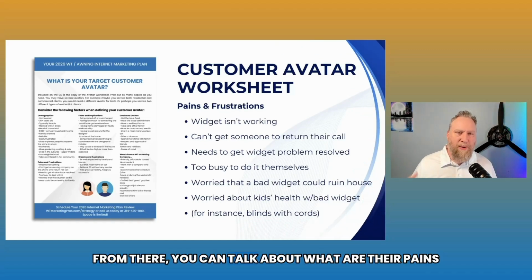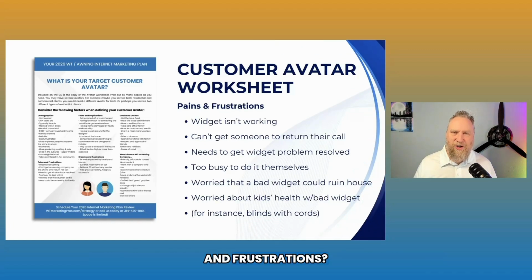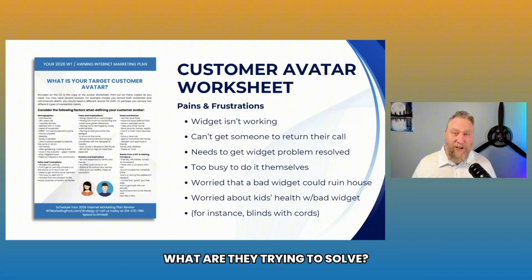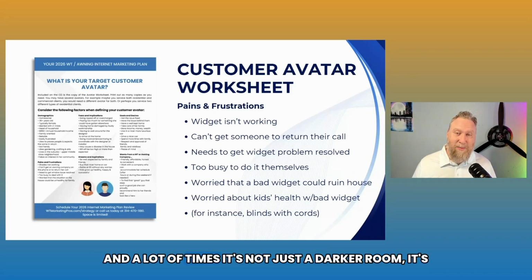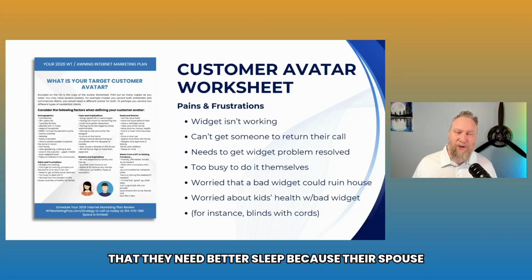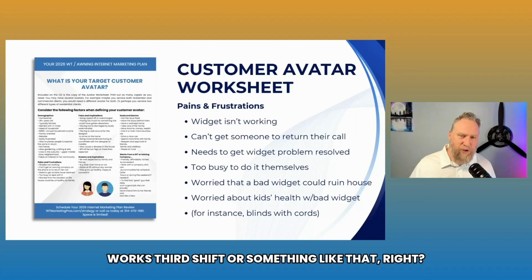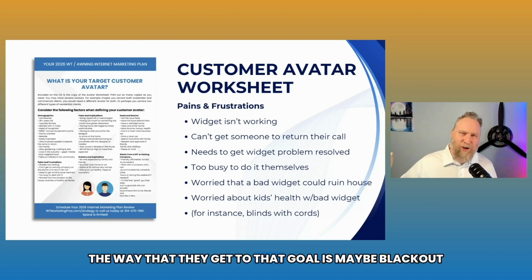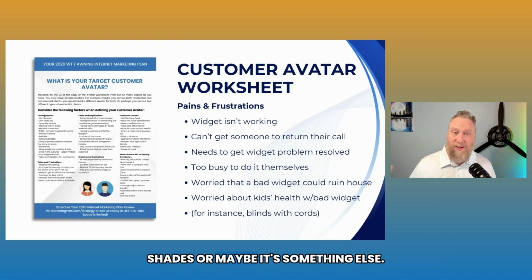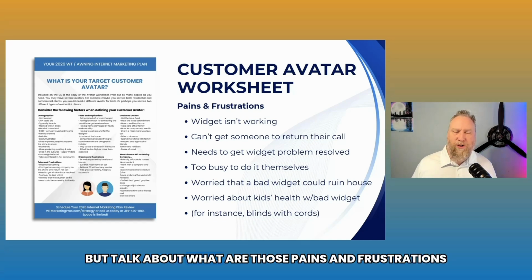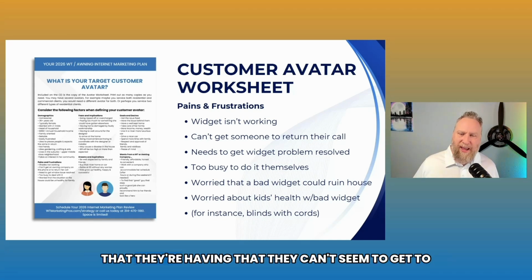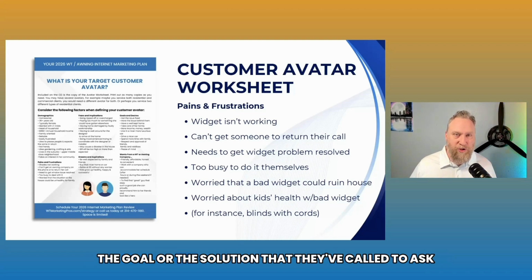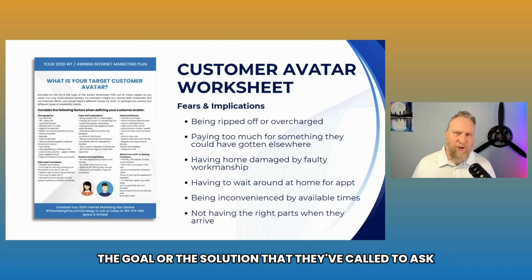From there, you can talk about what are their pains and frustrations? What are they struggling with? What are they trying to solve? And a lot of times it's not just a darker room. It's that they need better sleep because their spouse works third shift or something like that, right? That is the goal. The way that they get to that goal is maybe blackout shades, or maybe it's something else. But talk about what are those pains and frustrations that they're having, that they can't seem to get to the goal or the solution that they've called to ask you for help with.